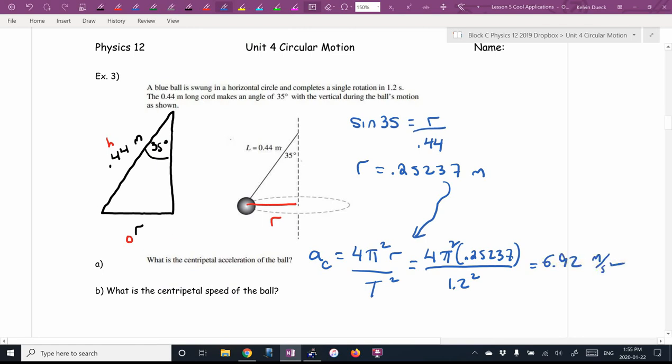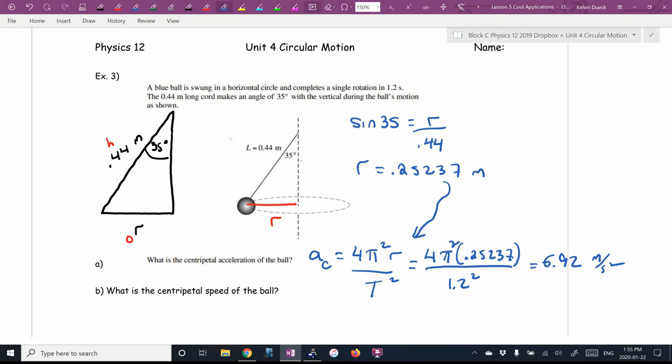By the way, if we swung this faster, what would happen to the angle theta of 35 degrees? Would it get bigger, smaller, or stay the same? Can you ever get it to 90 degrees? Let's come back to that.